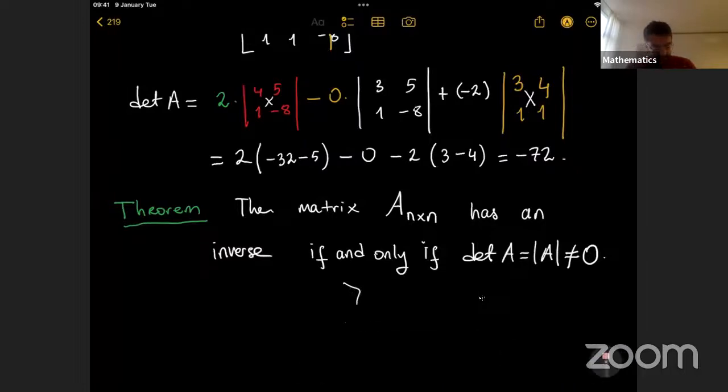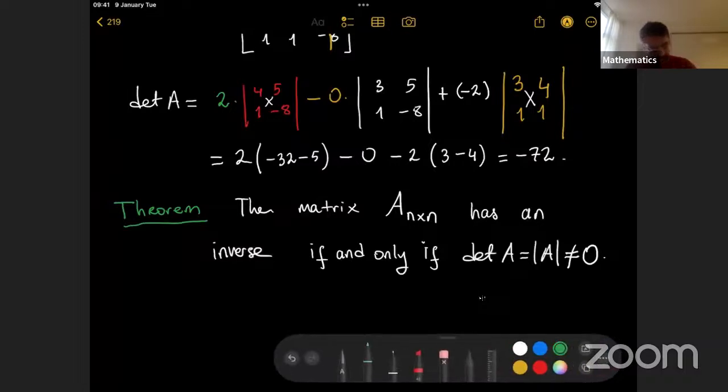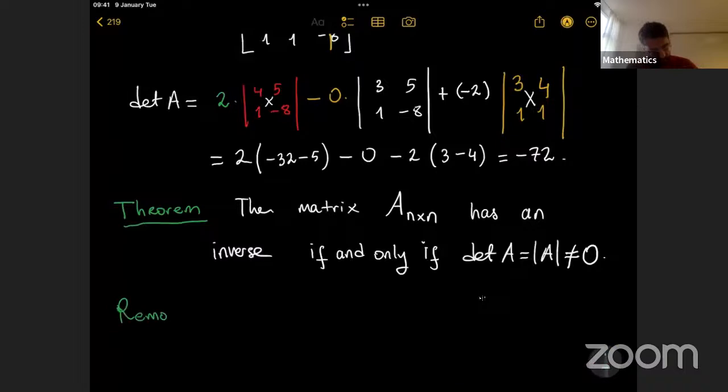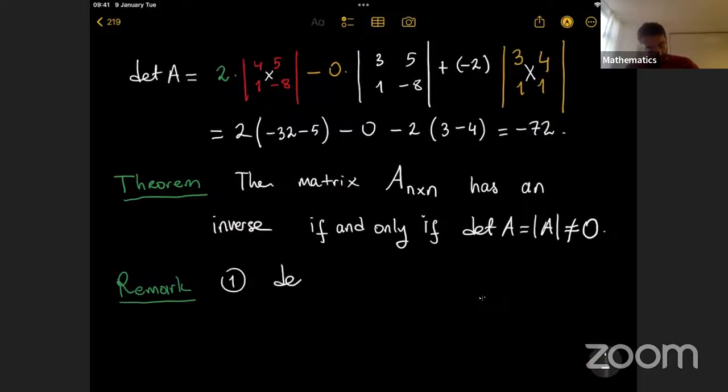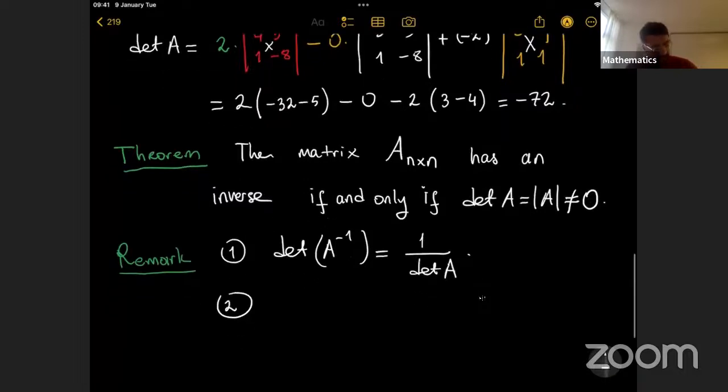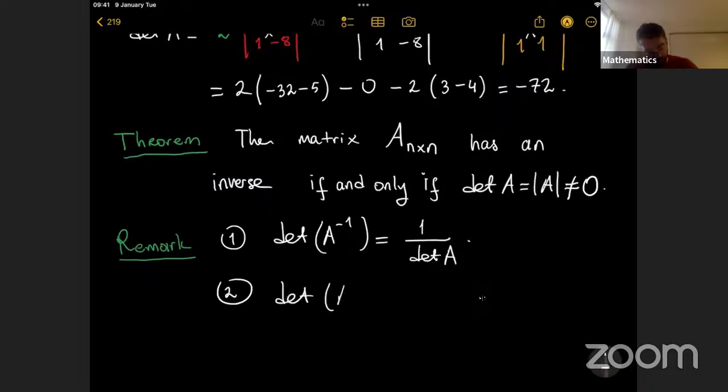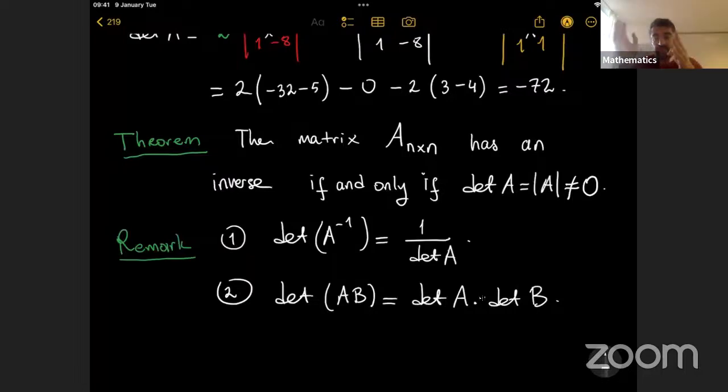All right, let's write this remark, some properties of the determinant. One, the determinant of the inverse matrix, if there is an inverse, is 1 over the determinant of A. And second, the determinant of A times B is equal to the determinant of A times the determinant of B. For the sum, we cannot split it, okay? We cannot say the determinant of A plus B is equal to the determinant of A plus the determinant of B. That's not true, but for the product, we have this.